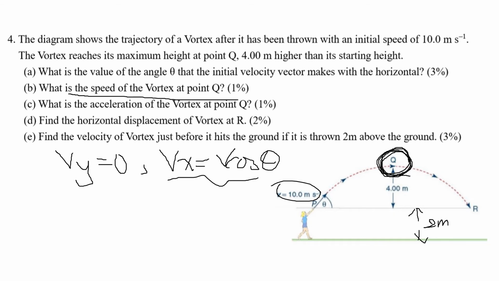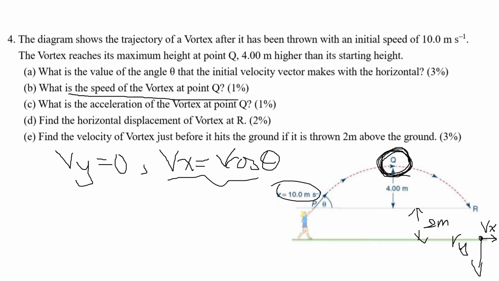So for you to answer this question, you need to know the velocity along the y-axis and the velocity along the x-axis. So you need to draw the ball here above the ground. When it reaches the ground, you need to know the velocity along the x-axis and the velocity along the y-axis. You already know the velocity along the x-axis is v cosine theta, and you need to know the velocity along the y-axis.